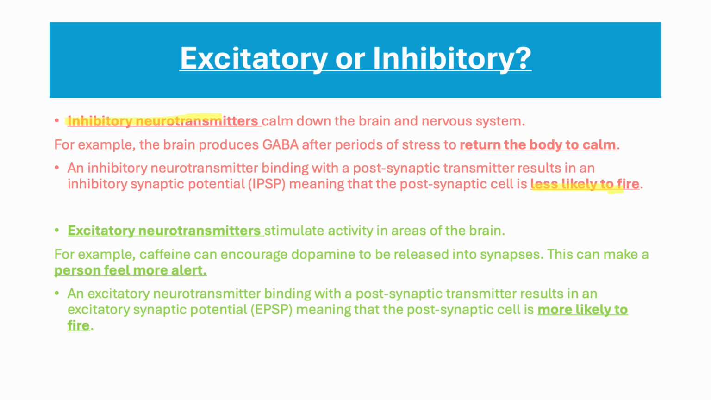Then on the opposite end of the spectrum, you have the excitatory neurotransmitters, which stimulate activities in areas of the brain. So excitatory neurotransmitters will make the postsynaptic cell more likely to fire. They just carry more of a charge, if you like.